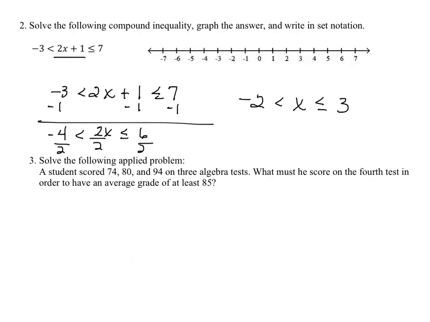Now we just have to do set builder notation, which is wicked easy. Good. And now we graph. Open hole at negative 2, closed hole at 3, and then we fill it in between.